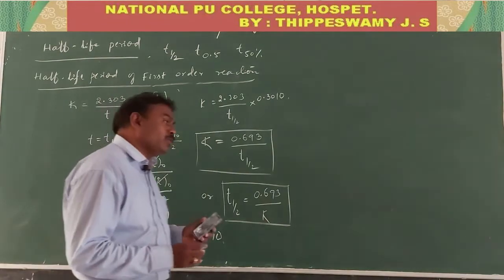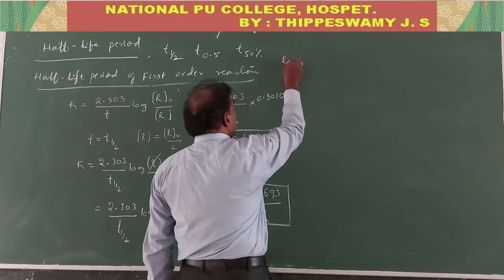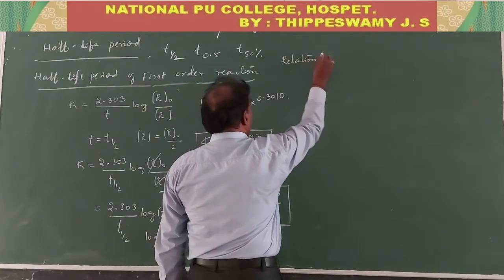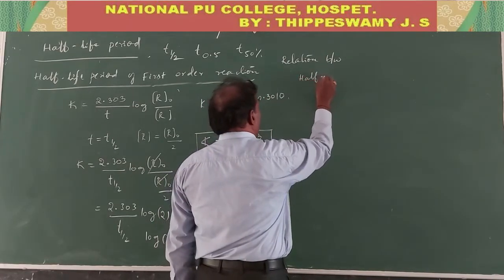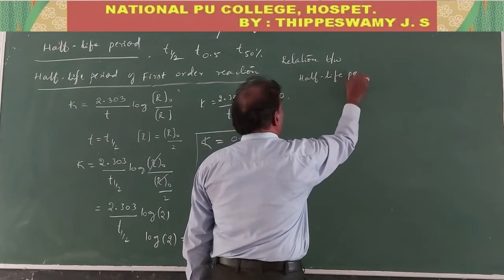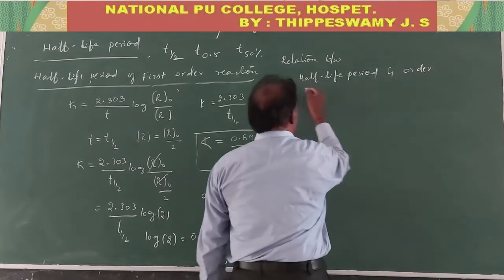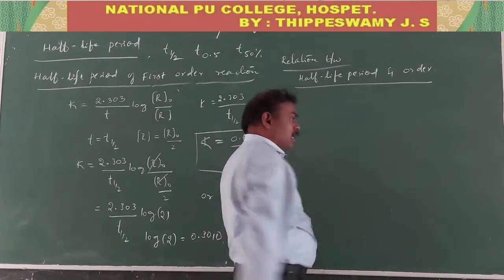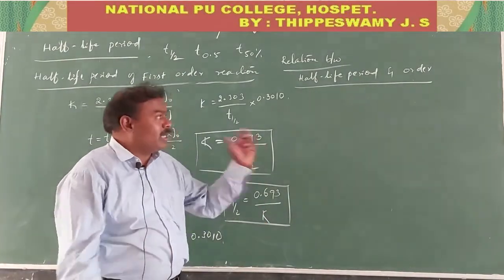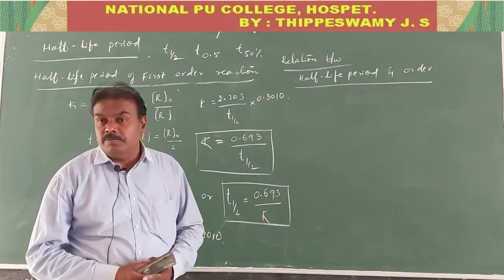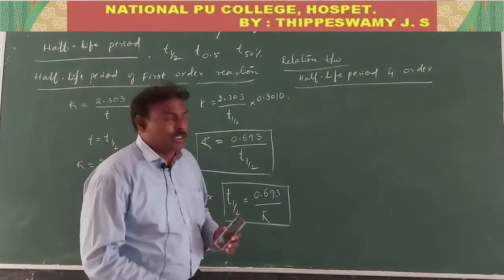Now we shall move towards one more concept. What is it? A relation between half-life period and order of reaction. You should know very well about this. It is one of the important things also in competitive examinations. All the formulas are very important. So remember the points I am telling carefully. It is given by the relation.